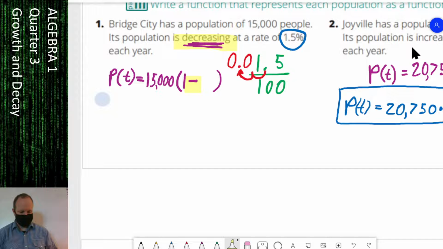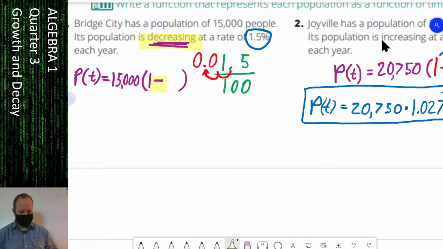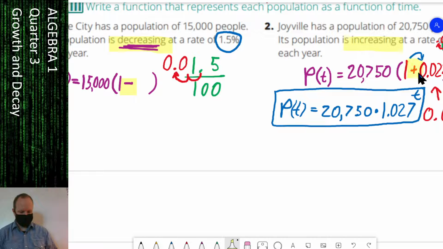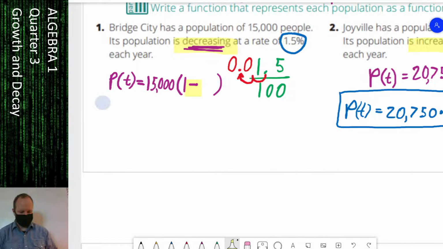We saw increasing over there. When we saw increasing within the problem, then we needed a base that was larger than 1, and so we added right there. So identifying that population is going down means we need to start with 1 and subtract. And then we're just going to plug in the number that we started as a decimal and divided by 100, 0.015. And then what's the very last thing that I need to do? Put a little exponent, a little t up here.